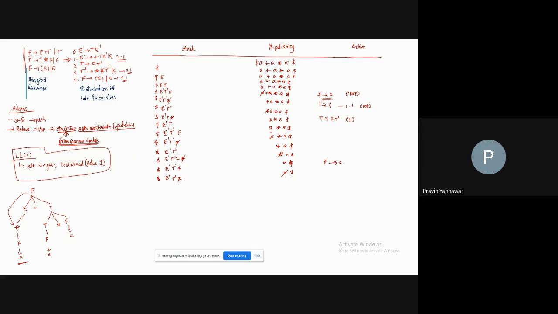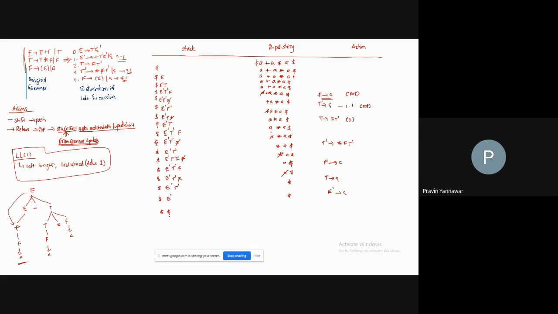Now here, we'll say T dash implies star F T dash. Okay, then you have got it, right? So what is left is E dash T dash, and the input is dollar. So we know that for dollar, T dash implies epsilon. So what is going to happen? Only E dash remains with dollar. So again E dash is going to be epsilon. So what remains? Nothing.